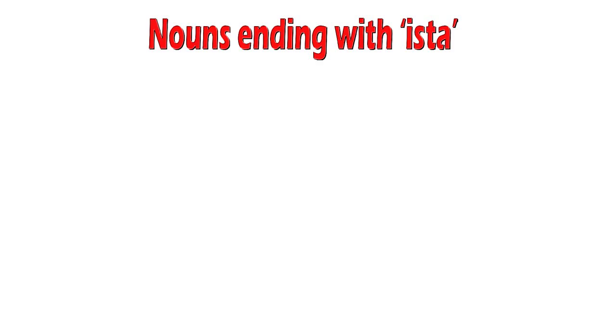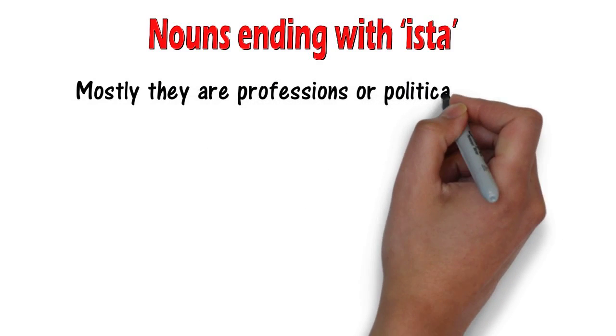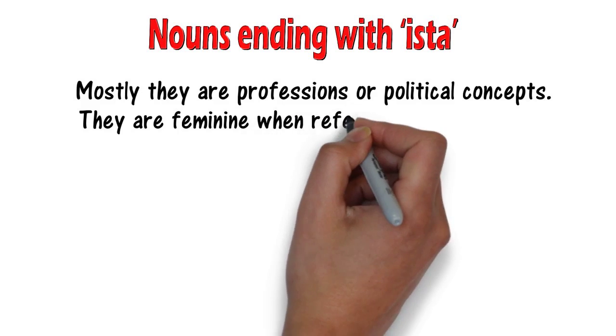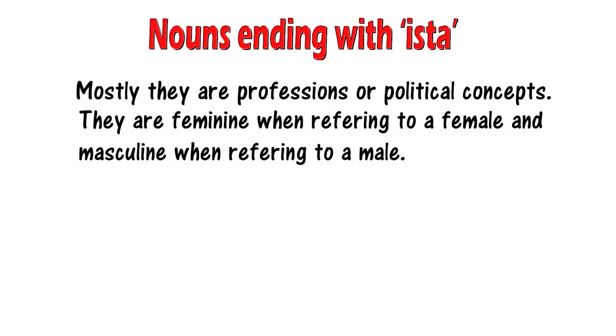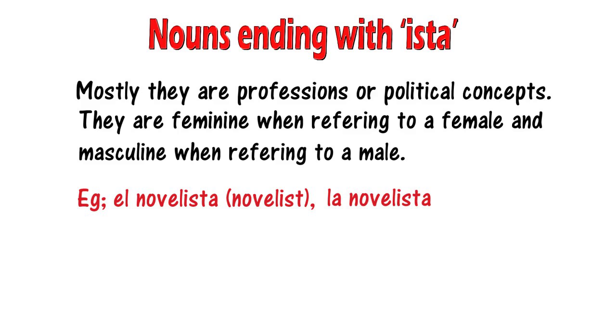We also have nouns that end with ista, and mostly they are professions or political concepts, and they are feminine when referring to a female and masculine when referring to a male. Like we have el novelista, and also la novelista. So it is feminine when you're referring to a female and you use la, and it's masculine when you're referring to a male, so you use el. So the spelling doesn't change, just that you identify whether it's a male or a female by using the article el or la. We also have la periodista or el periodista.